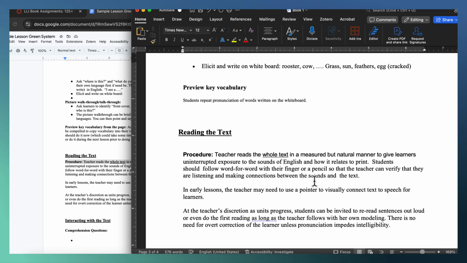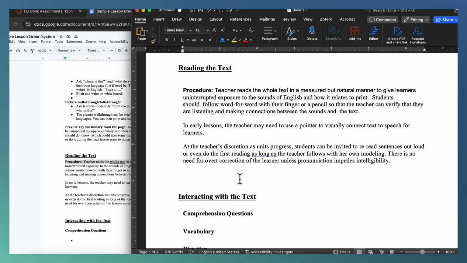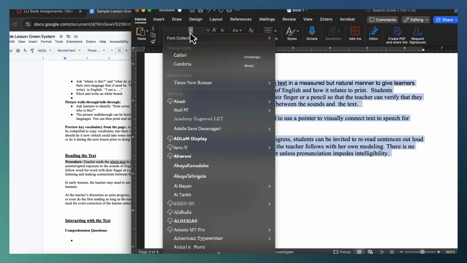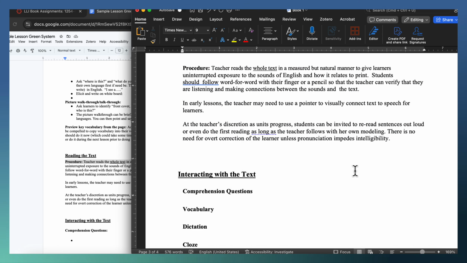But as I said before, we're trying to verify that the kids are listening and making connections between the sounds and the text. So you can just copy and paste this verbatim. And I'm going to make sure that my font is the same. I like Times New Roman.